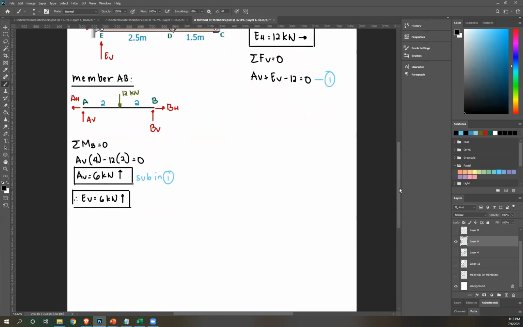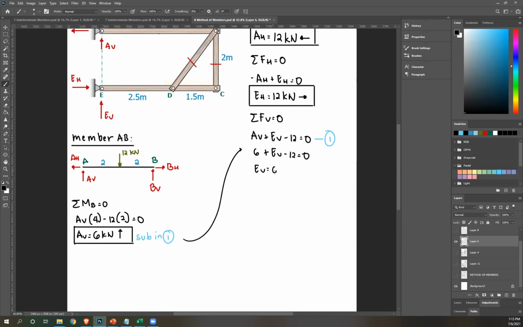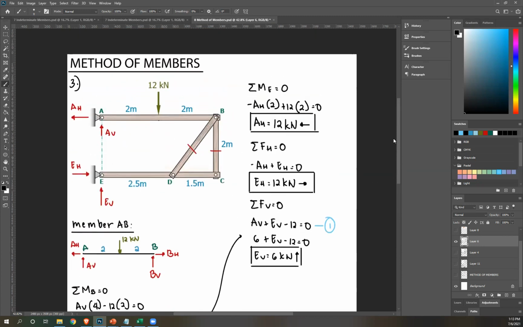Okay, now that we have all that, let's move this here. And so AV again is 6 plus EV minus 12. Okay, now I have all the components that we're looking for. The next thing we need to do is solve for internal forces of these two.